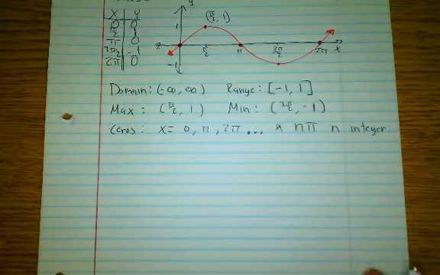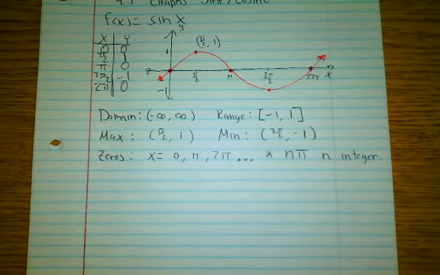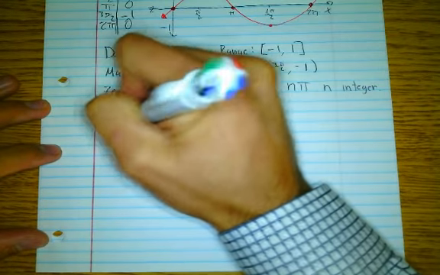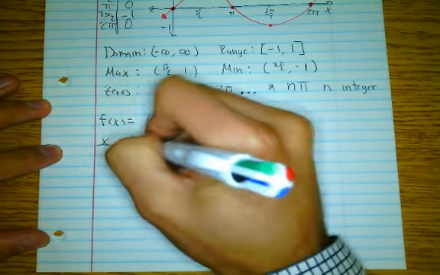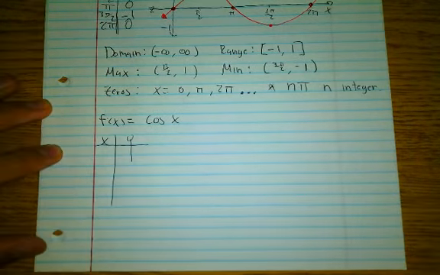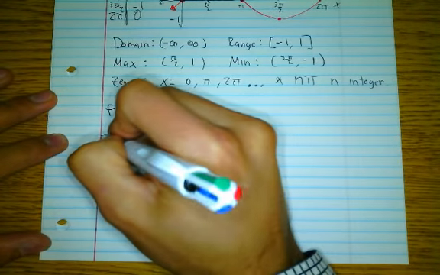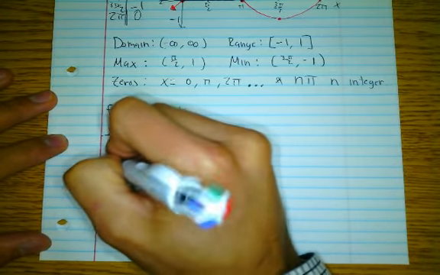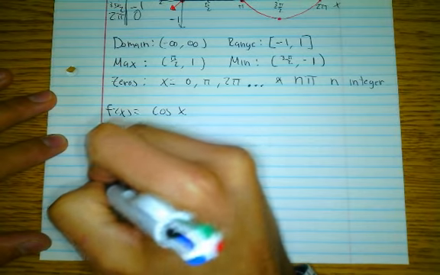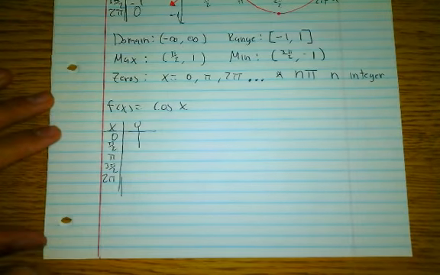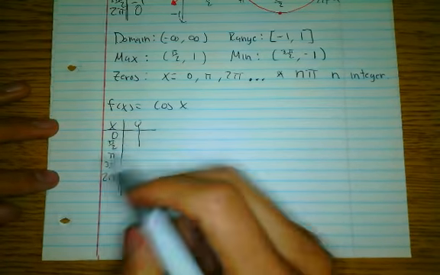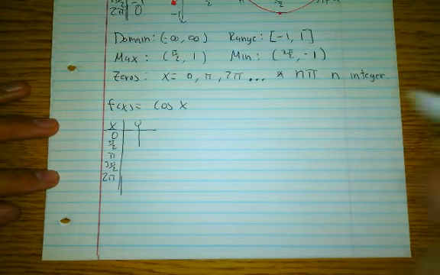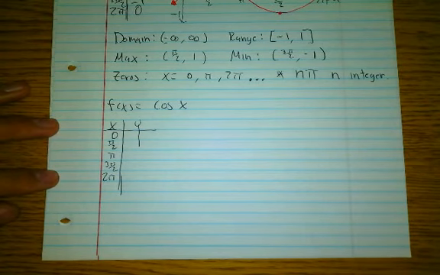Questions about the graph of sine before we move on to cosine? f of x equals cosine of x. Let's create an xy table. I don't know why I did that, but oh well. 0, pi over 2, pi, 3 pi over 2, and 2 pi. Do you think those angles are going to be nice for cosine? Probably. What's the cosine of 0? 1. Oh, look at that. It kind of worked out.